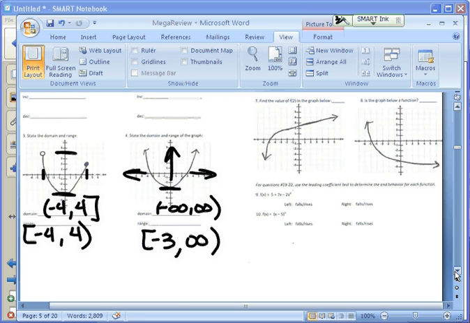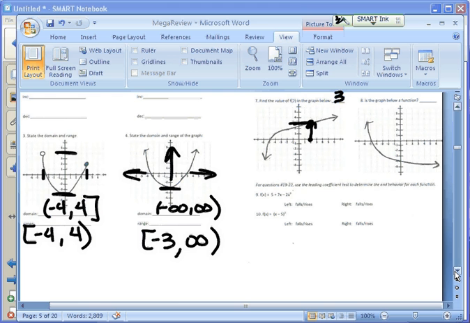Now 7 says find the value of f of 2 in the graph below. F of 2, so we find where x equals 2, look at it on the graph, it hits right there at 3. 8, is the graph below a function? Yes, it is. If you recall, you just need to use the vertical line test to determine that there's nowhere that it would hit a vertical line more than once.